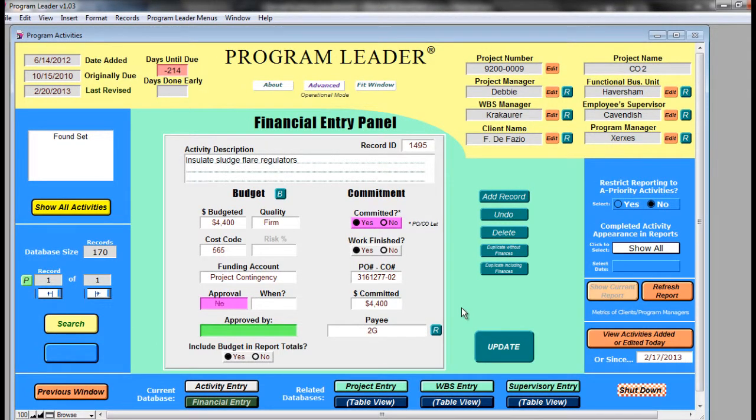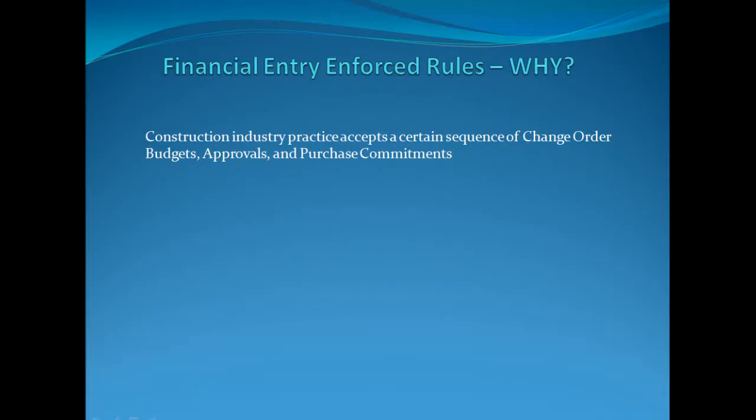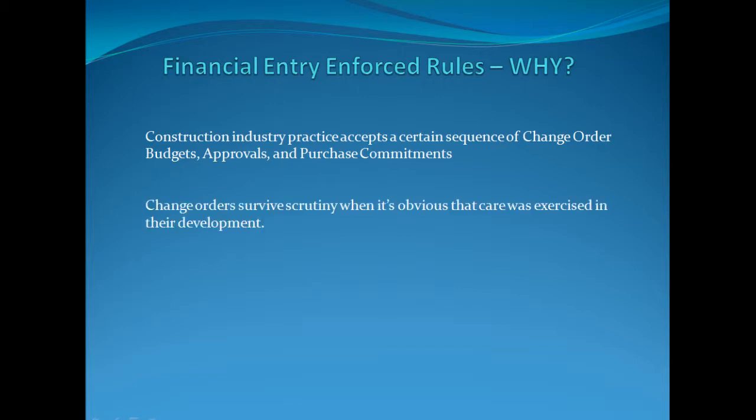Program Leader enforces financial entry rules by either preventing entry, coloring a field, or dimming a field. To know what the color means, hover the mouse above it for a tooltip to appear. Let's review the entry rules. Construction industry practice accepts a certain sequence of change order budgets, approvals, and purchase commitments. Change orders survive scrutiny when it's obvious that care was exercised in their development.